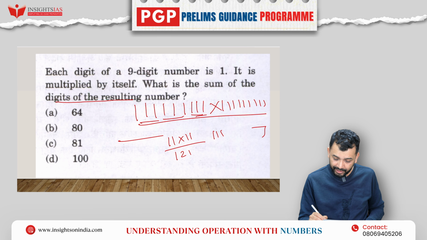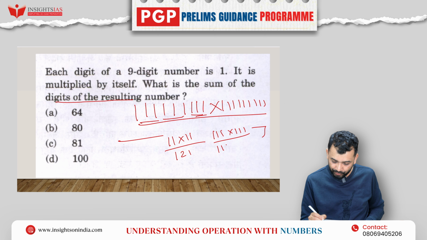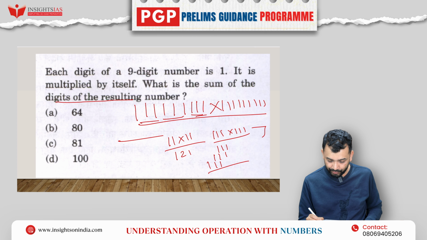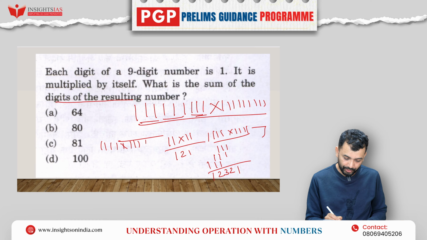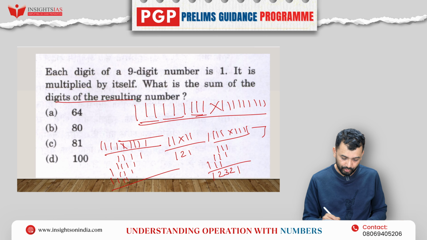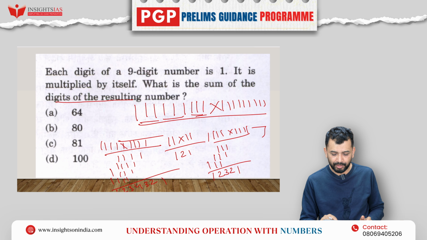Then to further check, I will take a 3-digit number, 111 times 111. So if I add, it is 1 2 3 2 1. Similarly, if I have 4 digits, that is 1111 times 1111, if I add, it will be 1 2 3 4 3 2 1. So if there are 4 digits, 1 to 4 is coming, then again 3 to 1.